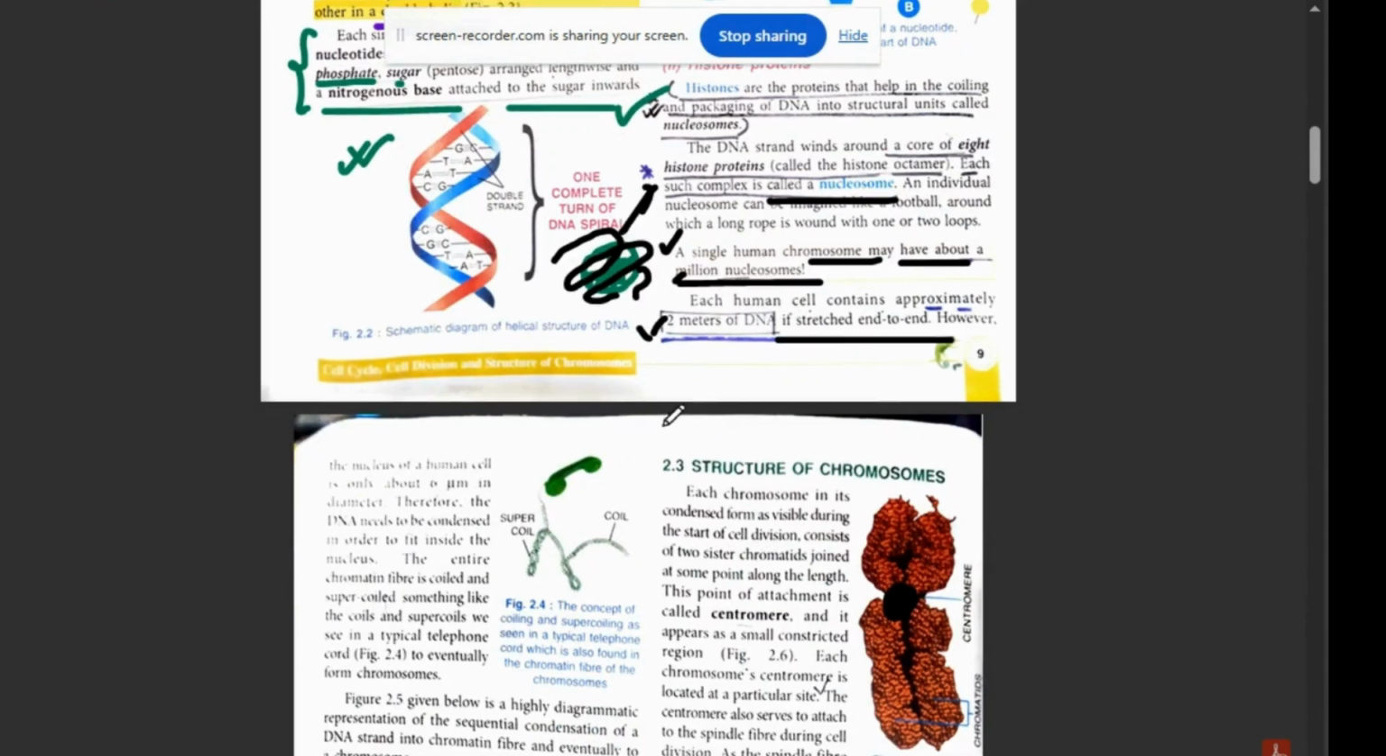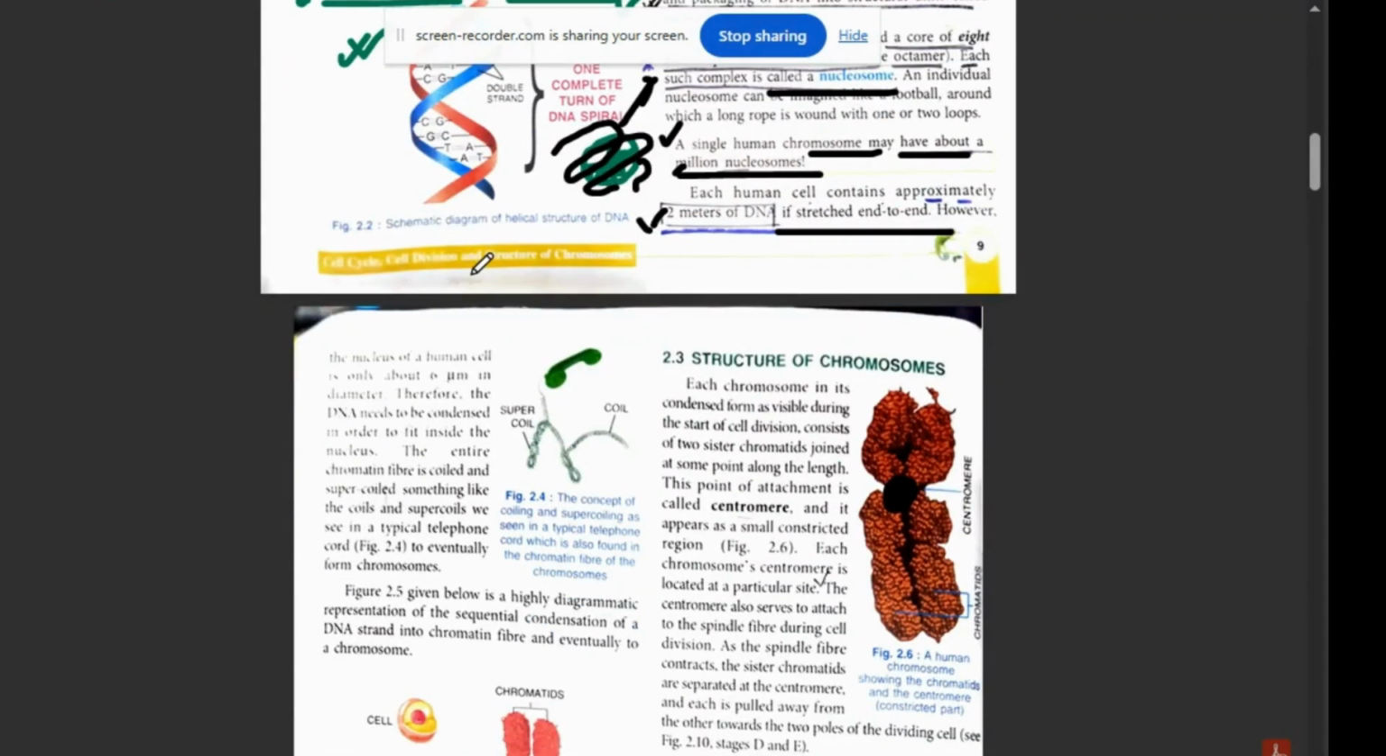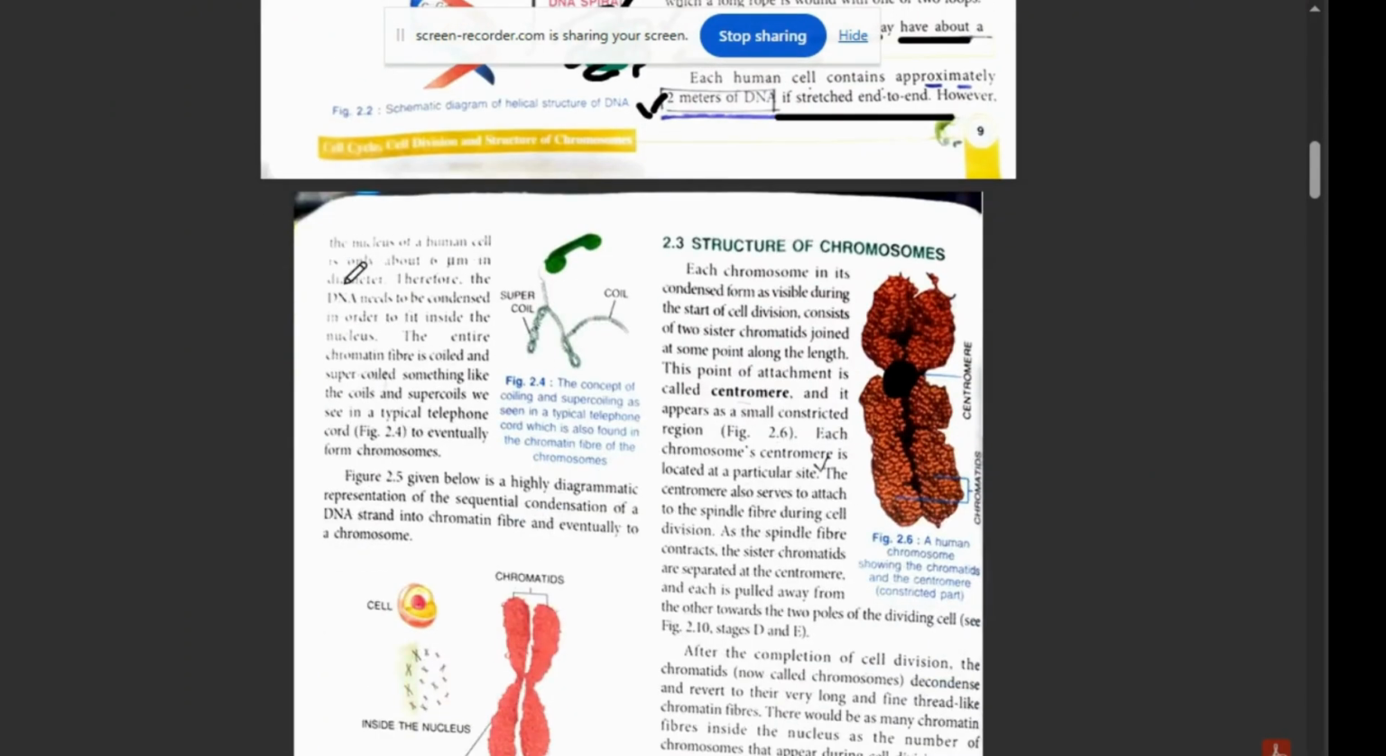But in our body, so that it gets fitted in our nucleus, it has to get coiled up so that it adjusts itself in the nucleus. The nucleus of a human body is only about 6 μm in diameter. Thereby, the DNA needs to be condensed in order to fit inside the nucleus. The entire chromatin fiber is coiled and supercoiled, something like the coils and supercoils we see in a typical telephone cord, to eventually form the nucleosome. It is a real life example, like the same application we see in telephone wires, that the wire itself is very long but it is supercoiled so that it gets adjusted.